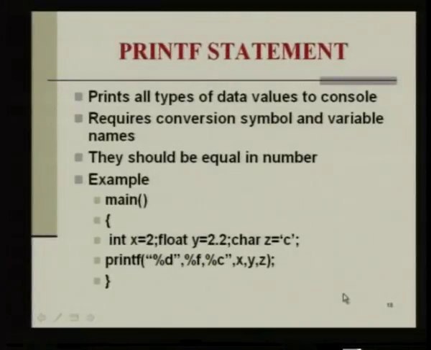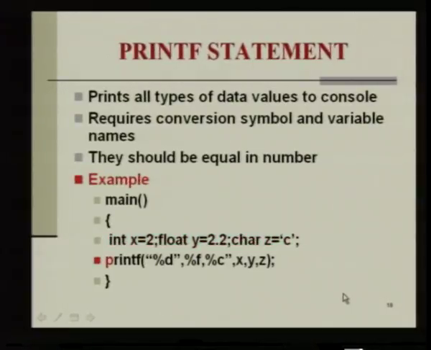So this is an example of how this is used in the program. As I said, every C program begins with a main and an opening brace, and here we have the declaration of the symbols. Integer x is equal to 2. That means x is an integer variable holding the value 2. y is a float variable holding the value 2.2; because it is a fraction we use the word float. And we have the character variable z, which holds the character c.